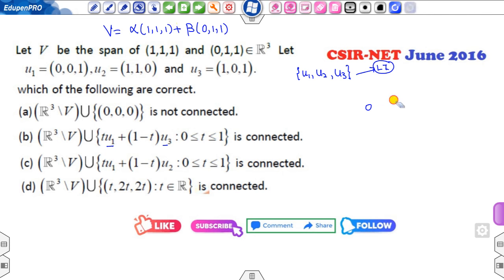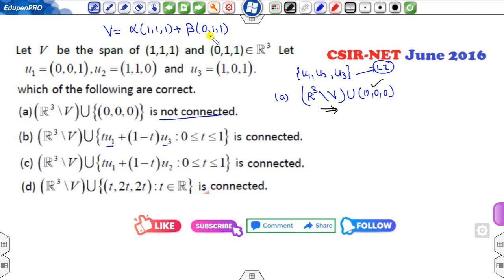Fine. Then R cube minus V. What is V? It is the span of this element. R cube minus V is not connected. First option: R cube minus V union 0, 0, 0. Is it not connected? Now it is connected. Is it a subspace? 0 belongs to R cube minus this element. Yes, this is my subspace.